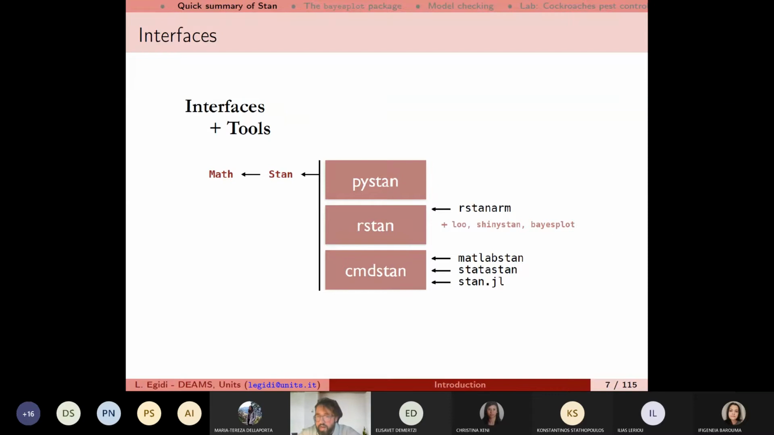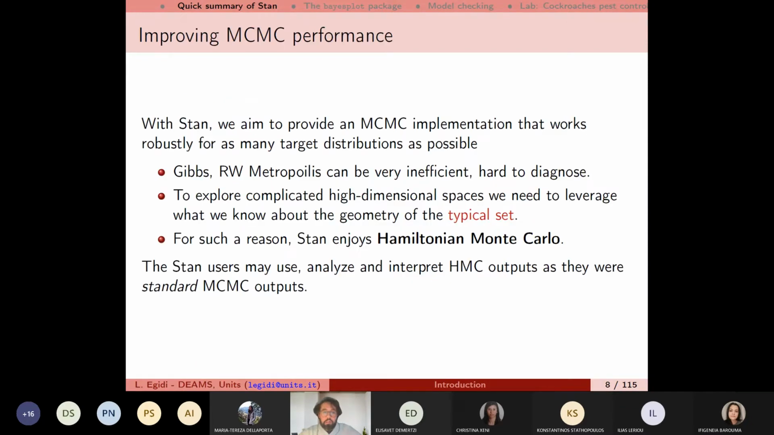But of course, with RStanArm, you can, for instance, fit generalized linear models in a Bayesian framework just by launching one line of code. So why is Stan so effective and so widely used? Because basically Stan has an MCMC implementation that works quite robustly. We know that Gibbs sampling and random walk Metropolis can be quite inefficient and hard to diagnose, for instance with regard to the so-called random walk behavior of Metropolis-Hastings.